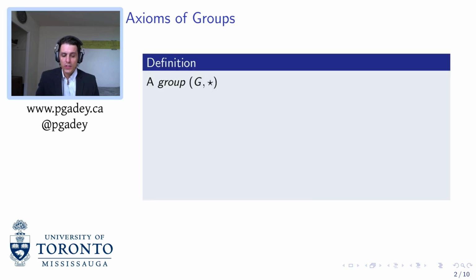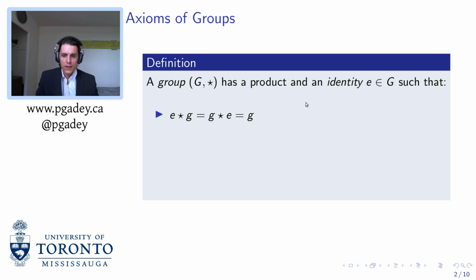A group is going to be a set with a product on it. It has a product and a special element that we're going to call E, which will be the identity. So these are going to obey the following rules. The identity times any element of the group will give us back that element of the group. So the identity does nothing to elements of the group.